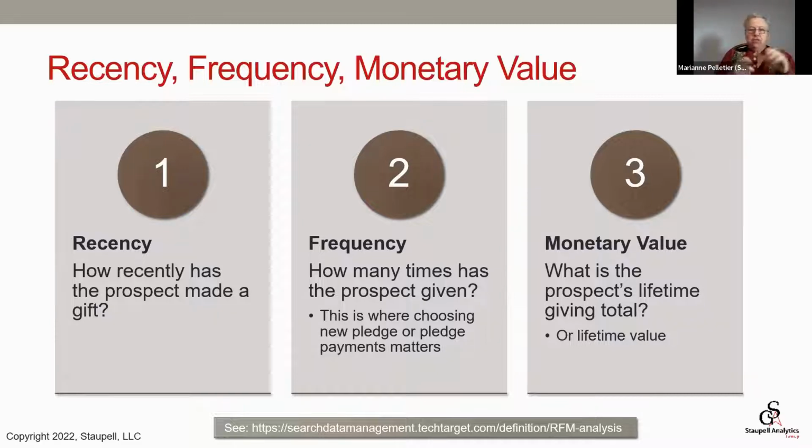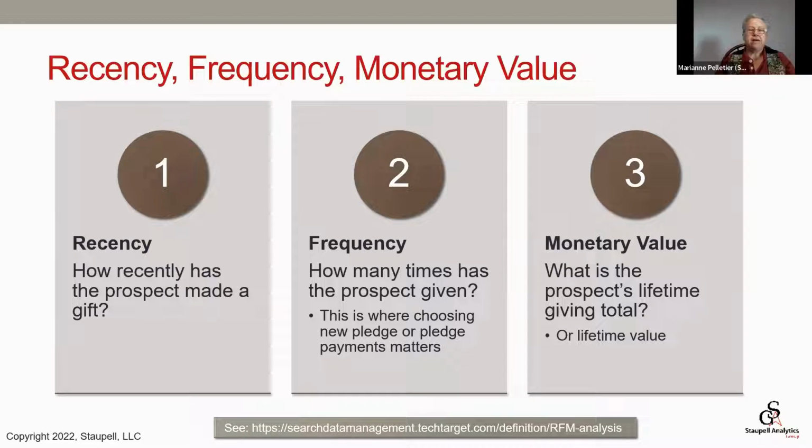So RFM is recency, frequency, and monetary value. What does that mean? In fundraising, recency is the latest date that a person has made a gift. And we're doing this for people. Companies will tell you what they give to. Foundations will tell you what they give to. Donor advised funds, you're still researching the people that advise those donor advised funds, right? So how recently has someone made a gift?